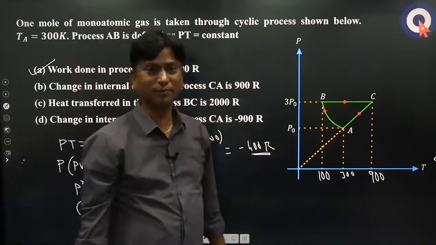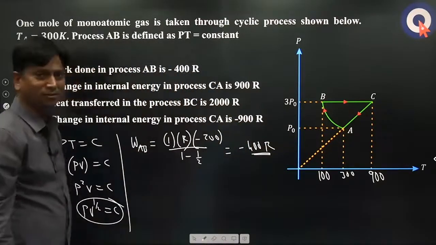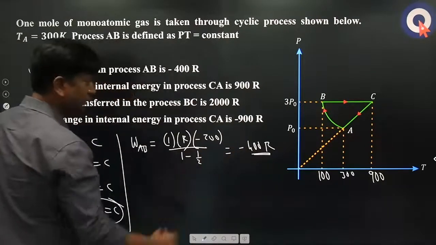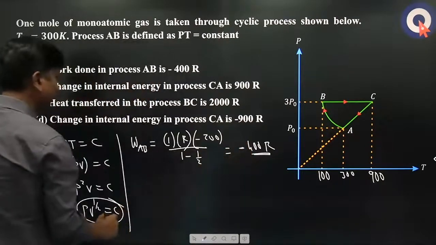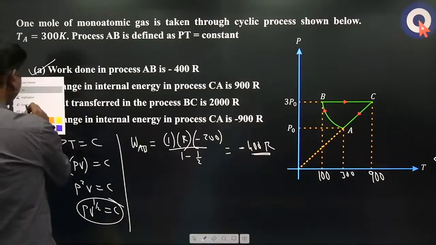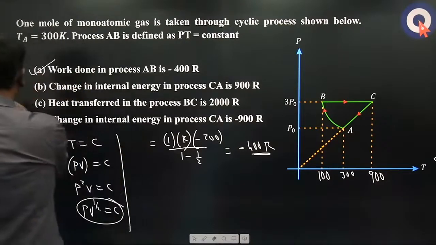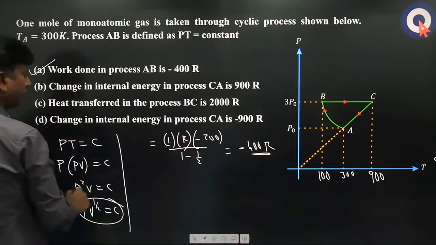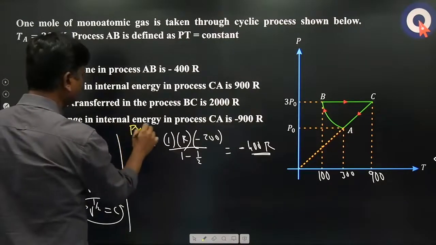The change in internal energy, of course, in process AB you can find Q also, you can find ΔU also. In every process you can find all three. Let me complete that. Work done you have found out. Just forget about the question, we'll frame it. So process AB.